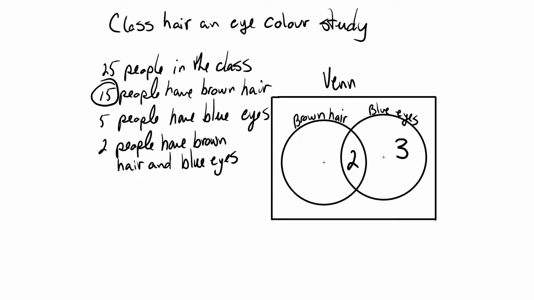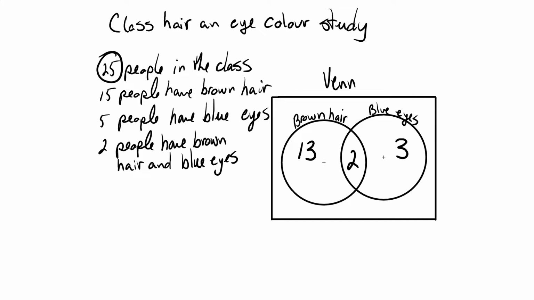Now let's look at the 15 people that have brown hair. In the same way we calculated the number of remaining people with blue eyes, we can say that we've got 15 people in total with brown hair, but we've already accounted for 2 of them here. So we're going to subtract those 2 from the total and say that there are 13 people who have brown hair but don't have blue eyes.